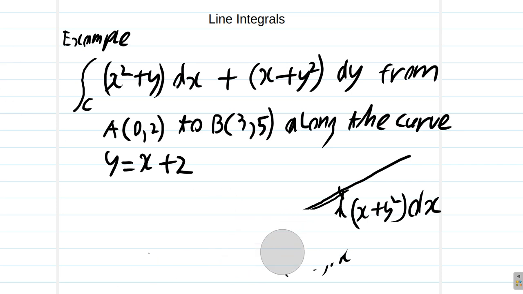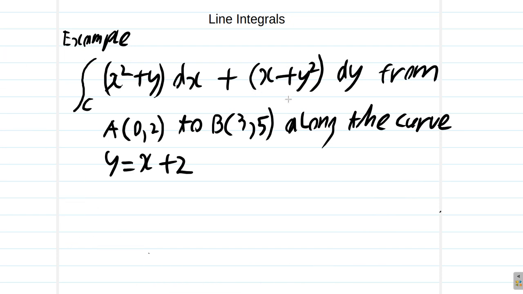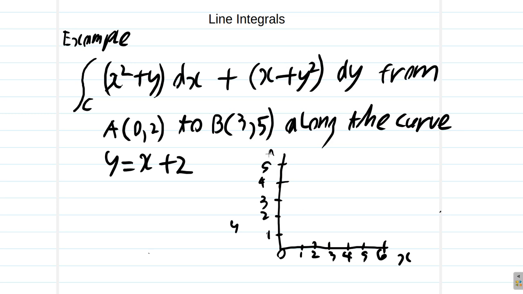Alright, so you divide it up into those horizontal and vertical components from a point A located at (0, 2) to point B located at (3, 5). So if you imagine your graph here, 0, 1, 2, 3, 4, 5, 6 on the x-axis, and on the y-axis 1, 2, 3, 4, 5, 6, and so on. You're looking at (0, 2), which would be right here, to (3, 5). (3, 5) would be here. Alright? Above 3 and beside 5.